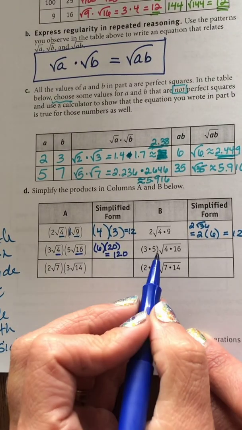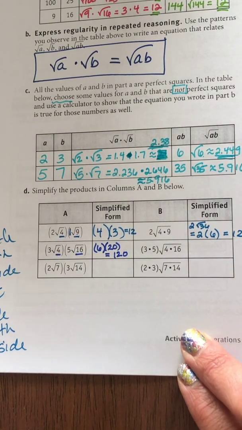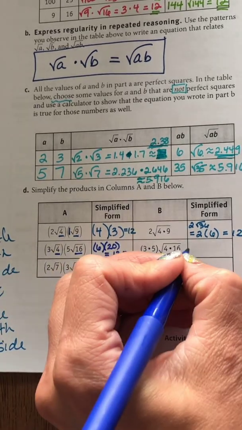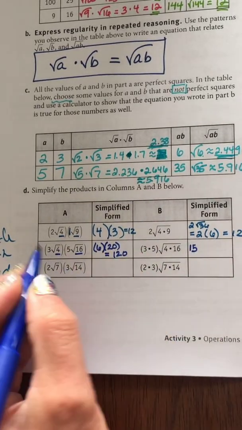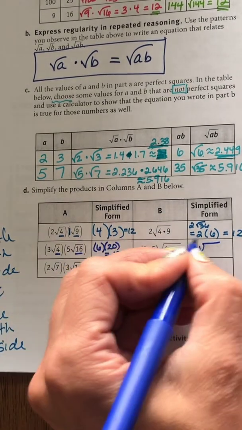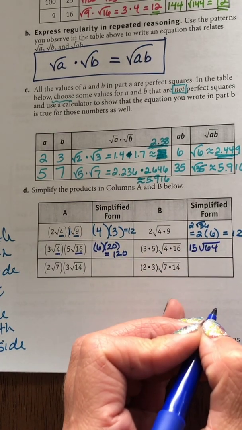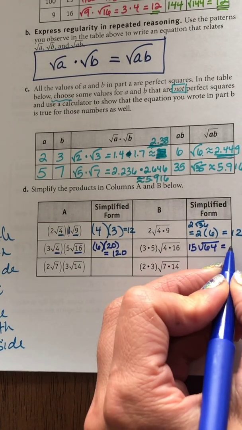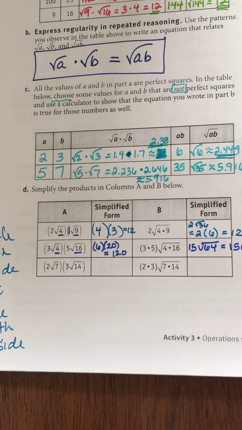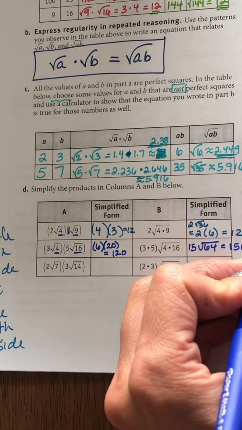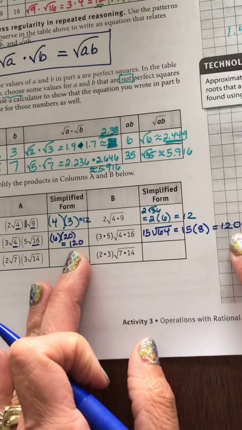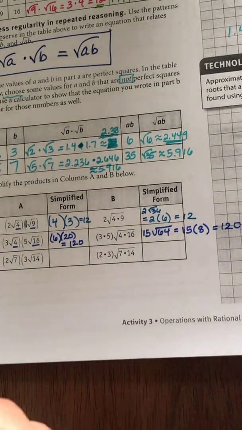All right, for the next one, they multiplied outside with outside, inside with inside. So the outside numbers are a 3 and a 5. 3 times 5 is 15. Then for the inside numbers, we have a 4 and a 16. 4 times 16 is 64. But we know what the square root of 64 is. So we have a 15 out front already. The square root of 64 is an 8. And then 15 times 8 is 120. Okay, let me zoom back out just a tad.